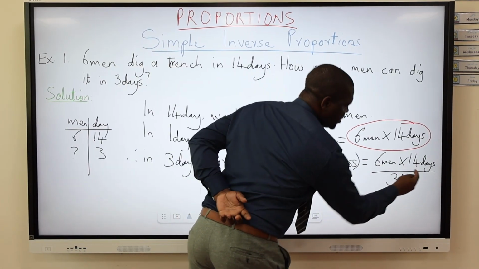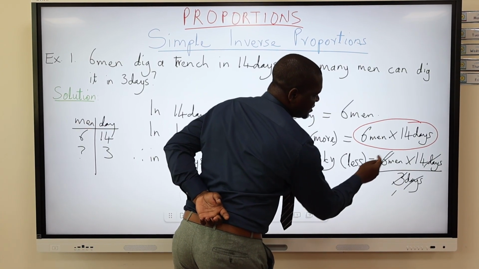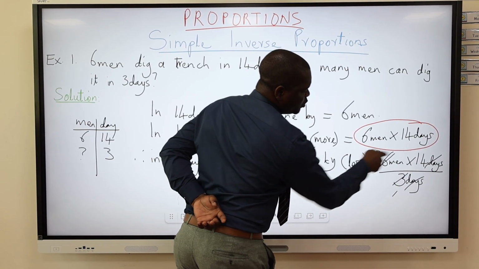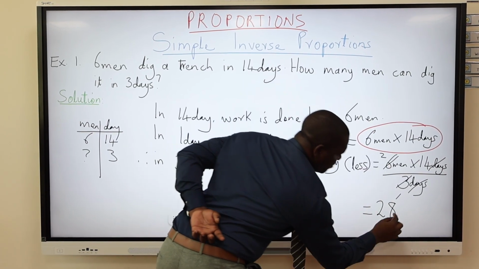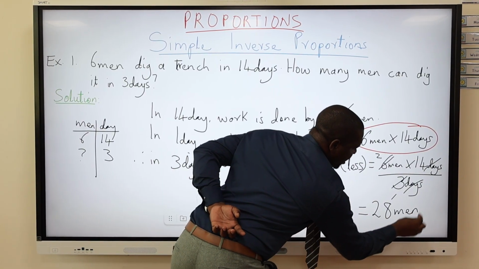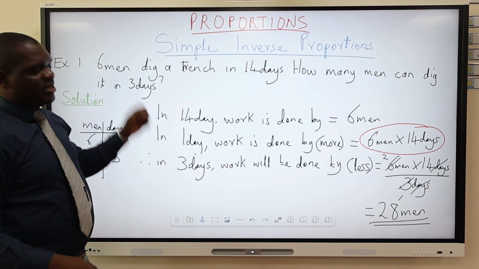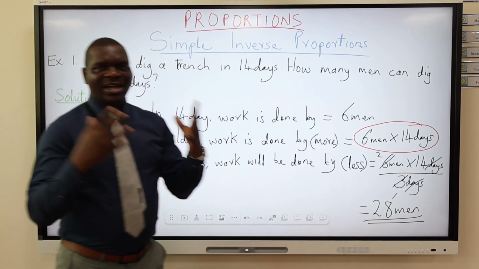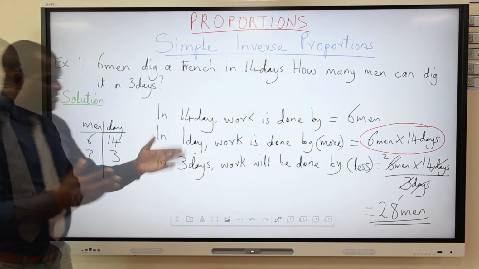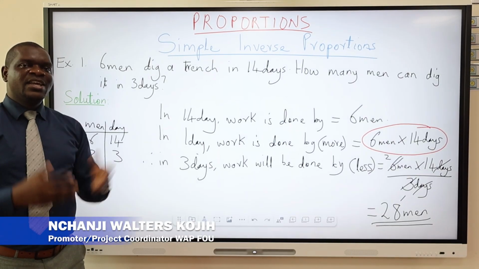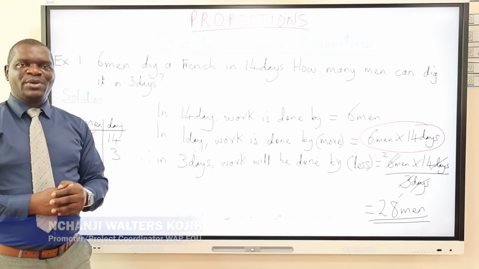This helps you to identify, to know the units that your answer will be in. So the days will take off these days. 3, it divides itself 1 time, and 3 divides 6 2 times. So that we have 2 times 14, which will give us 28, and the units that are left are men. So we have 28 men. Remember, they ask you how many men can dig it in 3 days. So we have 28 men who can dig the same trench at the same rate in 3 days. This is what you can do as far as this is concerned. Let's look at the second example. If you did not understand this, you can pick up from there.